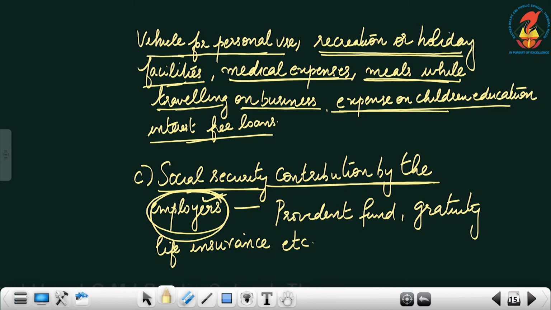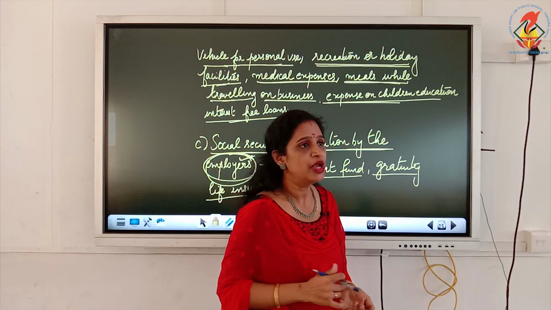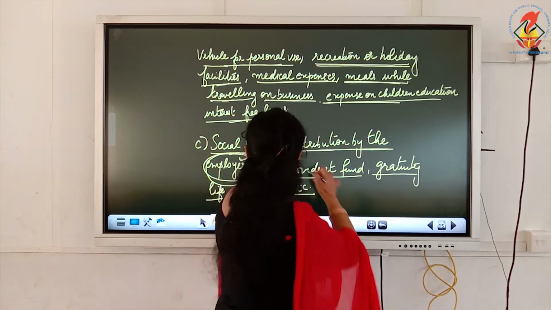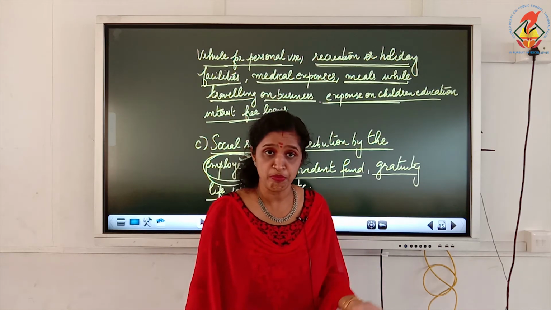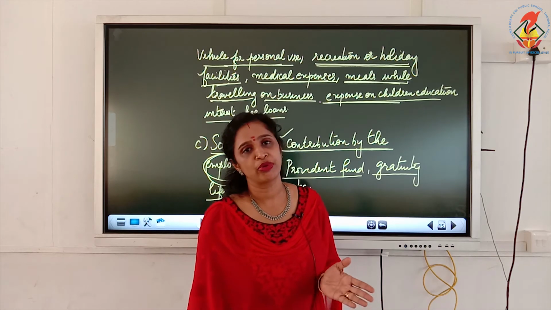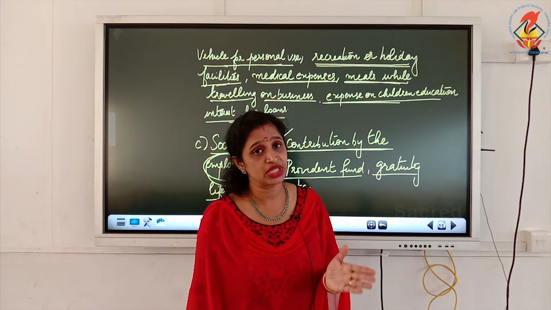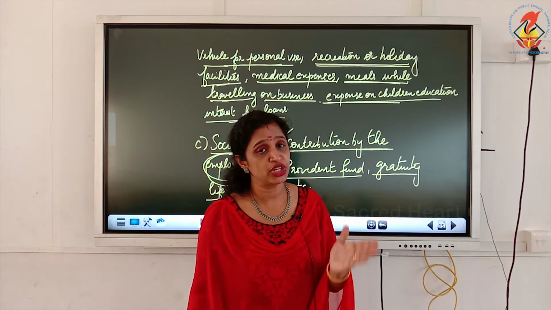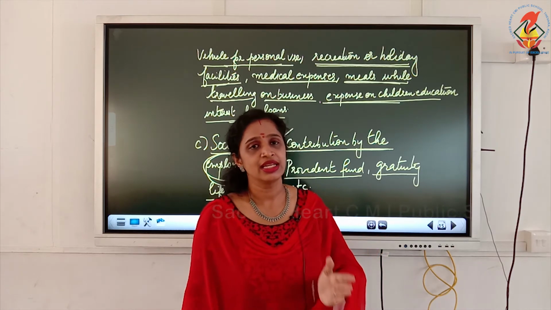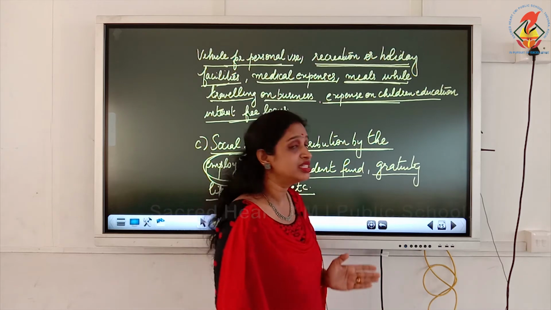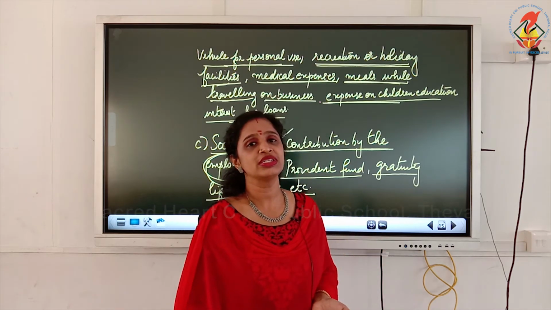Let us see what these social security contributions are. Provident fund, PF, gratuity, life insurance, etc. are the major social security contributions which are provided by the employer to the employee. So do not get confused. Social security contribution provided by employer to the employee consists of provident fund, gratuity, life insurance, etc.